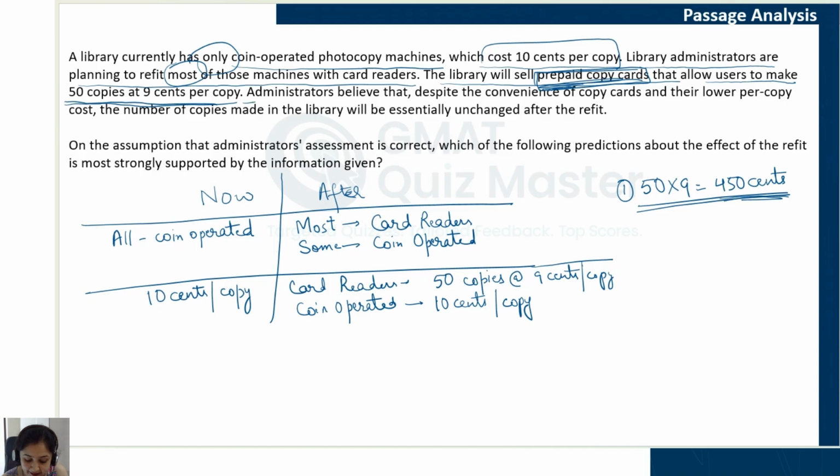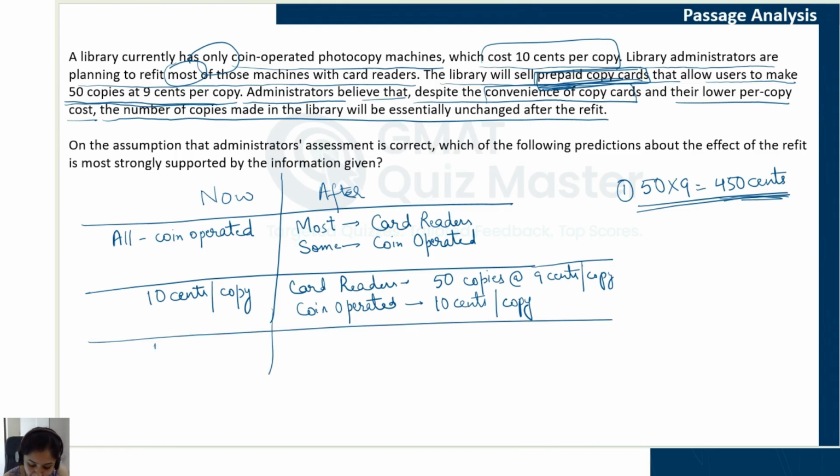Administrators believe that despite the convenience of copy cards, so it is considered to be convenient, and their lower per copy cost that we have seen, it has reduced from 10 cents to 9 cents per copy, the number of copies made in the library will be essentially unchanged after the refit. So the administrators believe that if 1,000 copies were being made before, this number will continue to be 1,000 only, even after the machines have been refit, despite this convenience of copy cards and their lower per copy cost.